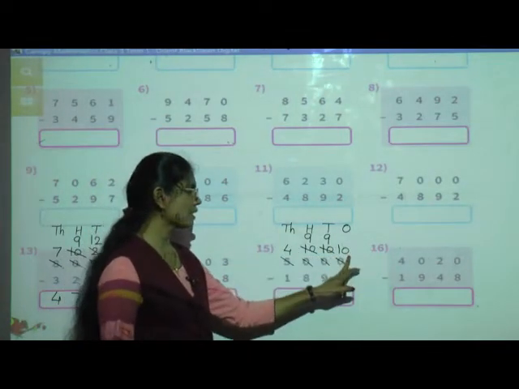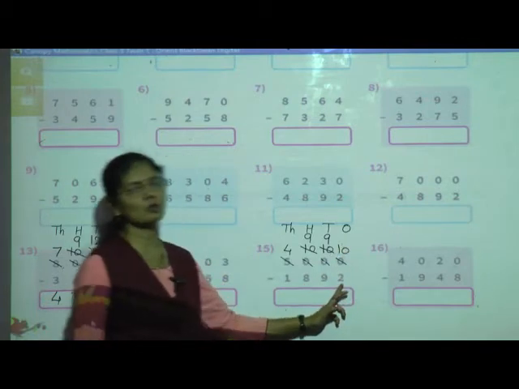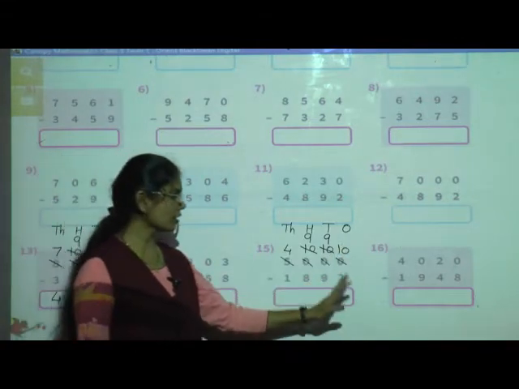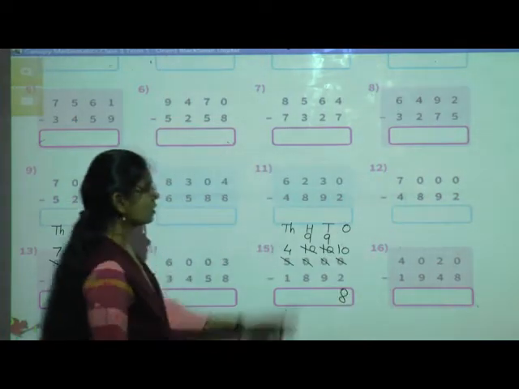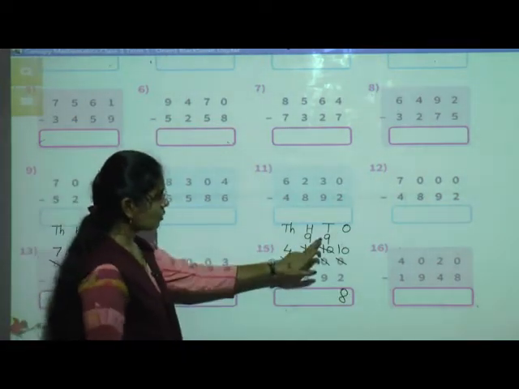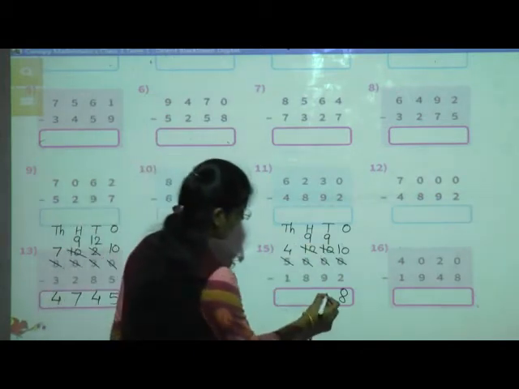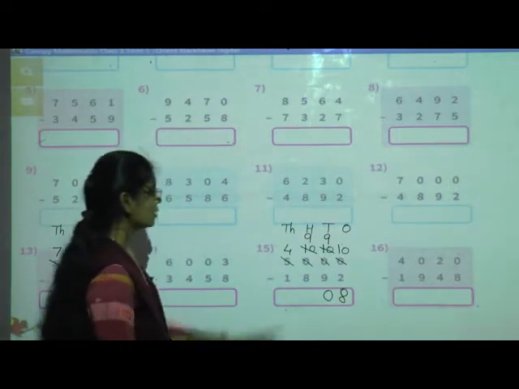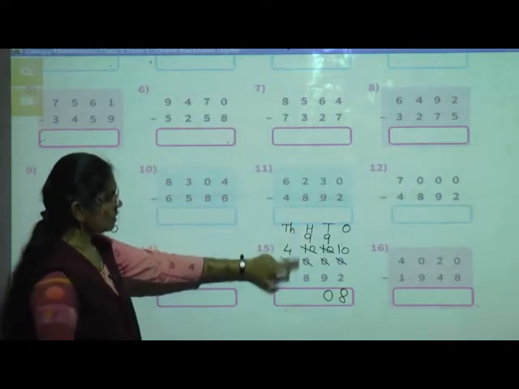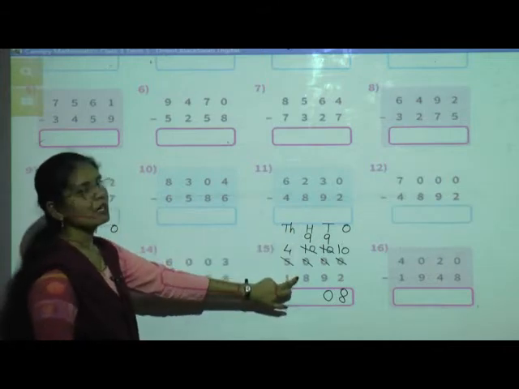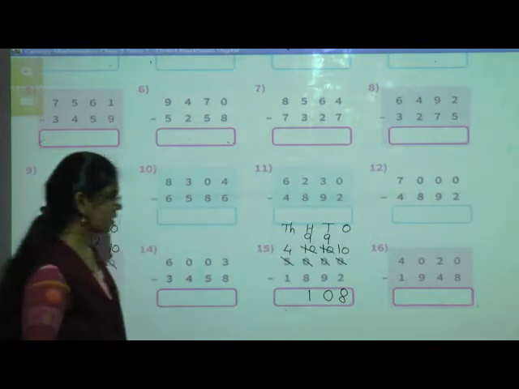At ones place here 10 is there and here 2 is there. So 10 minus 2, after 2 count your fingers till 10. Yes, 10 minus 2 is 8. Okay, see the tens place now. Here 9 is there, here also 9 is there. 9 minus 9 is 0. See the hundreds place, here 9 is there and here 8 is there. 900 minus 800, 9 minus 8 is equal to 1.